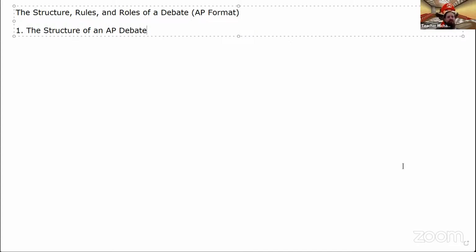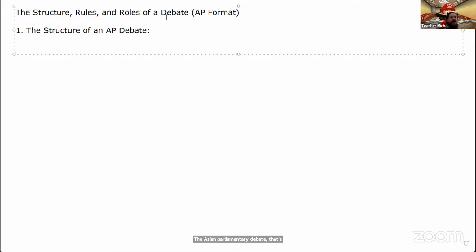Okay, so the first topic that we want to talk about is the structure of an Asian parliamentary debate. And Asian parliamentary debate, that's just the format of debate that we'll be teaching in this course because it is the most common format of debate used in debating competitions.